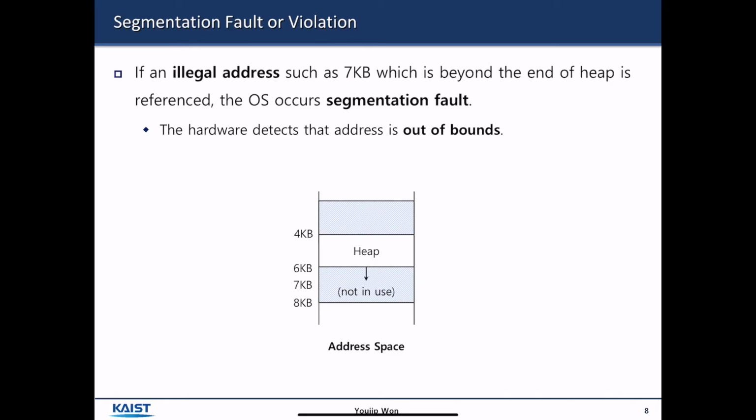If an application tries to access an address such as 7 kilobytes, then this region has not been allocated to any of the segments in the virtual address space. The operating system generates a segmentation fault. Of course, the hardware detects that it is an illegal address, and once the hardware raises an exception, the operating system executes the associated exception handler and prints out the message segmentation fault.